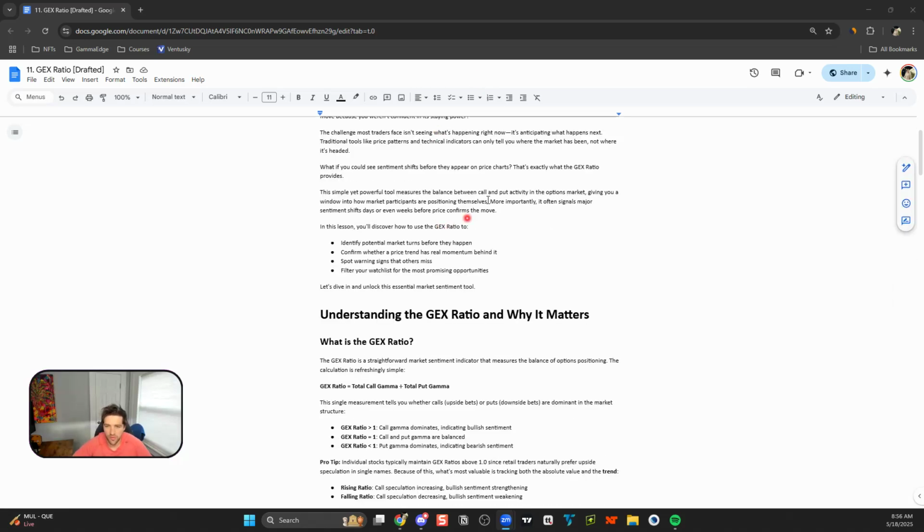In this lesson, you'll discover how to use the GEX ratio to identify potential market turning points before they happen, confirm whether a real price trend has momentum behind it, spot warning signals that others miss, and filter your watch list for the most promising opportunities. So let's dive in and unlock this essential market sentiment tool.